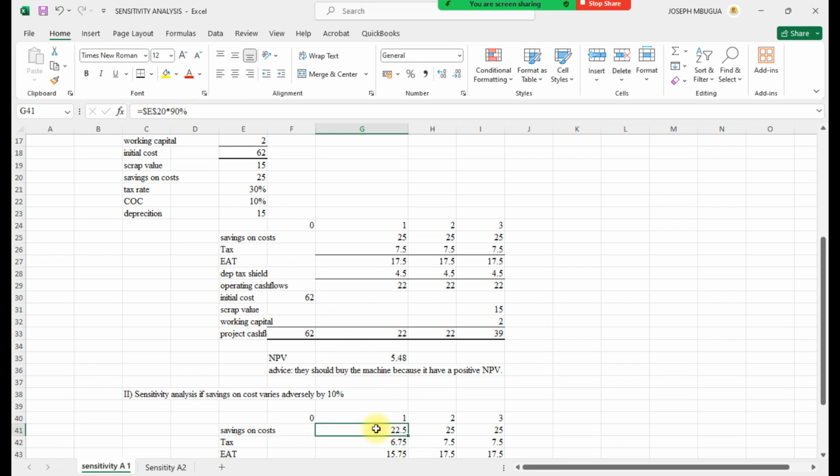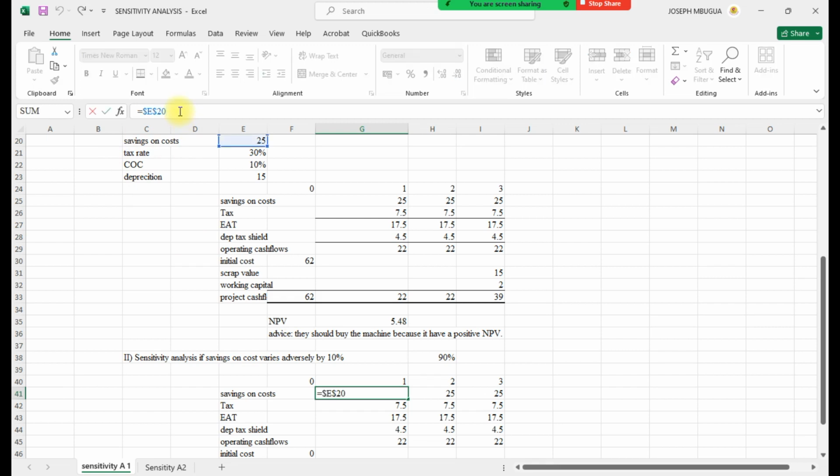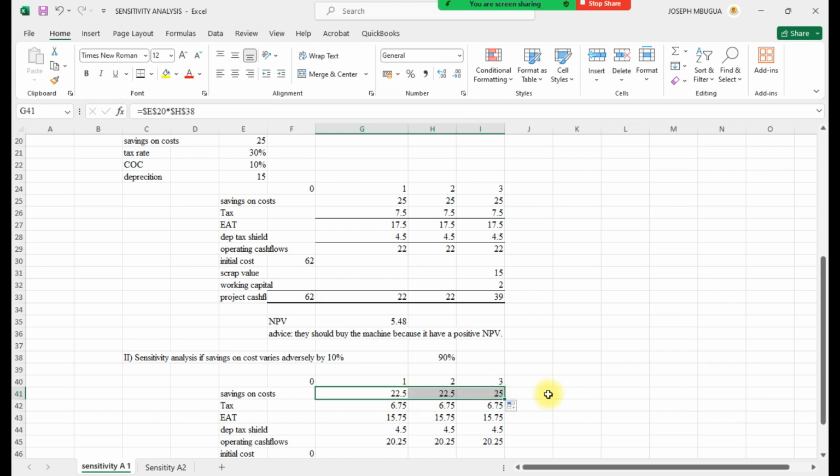And in this case, just to make it easier, you'll find that here it is reducing by 90%. So here I will multiply by 90%, which I will fully lock because it's a constant, even that one, so that I will drag these across.